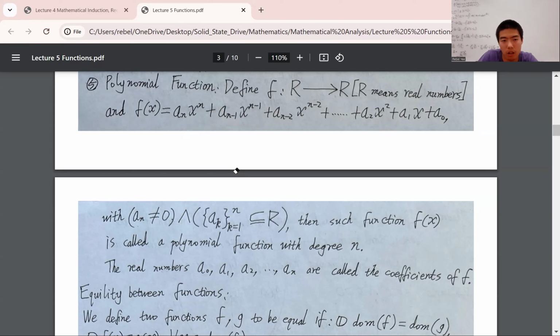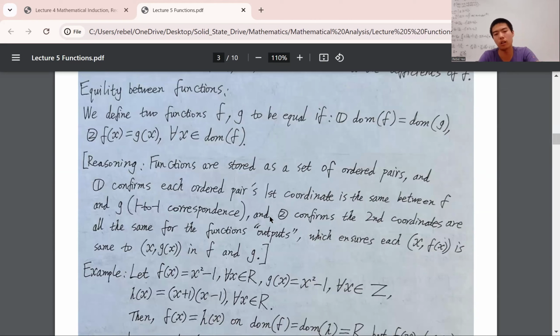And the real numbers here, a0, a1, a2, a3, up to a_n, are called the coefficients of f, because x is the variable, and these are fixed values times some variable values, which is x here. That is called a coefficient in polynomial settings.